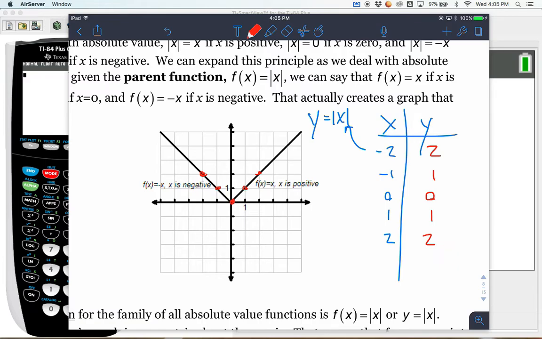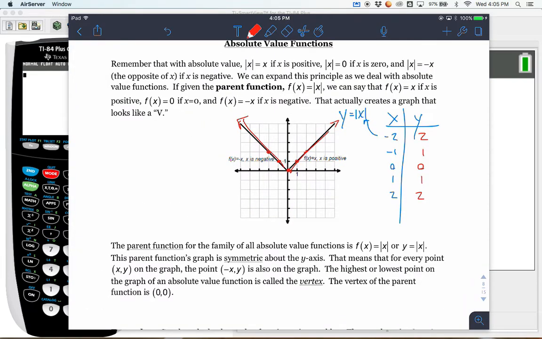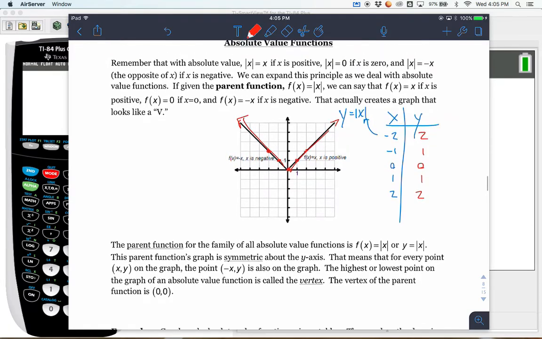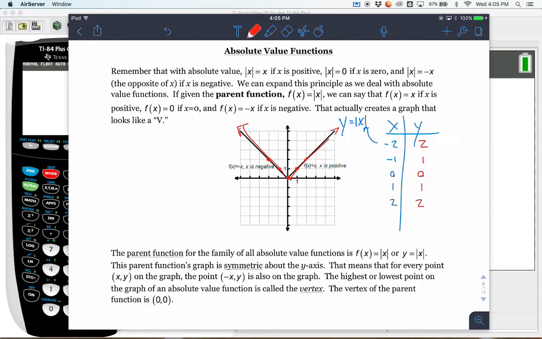So it makes a sharp V look to it, and it keeps going up and left forever right there. So that is the parent function. Let's see, yeah, here it is. That would be something good to circle or highlight. That is your parent absolute value function.